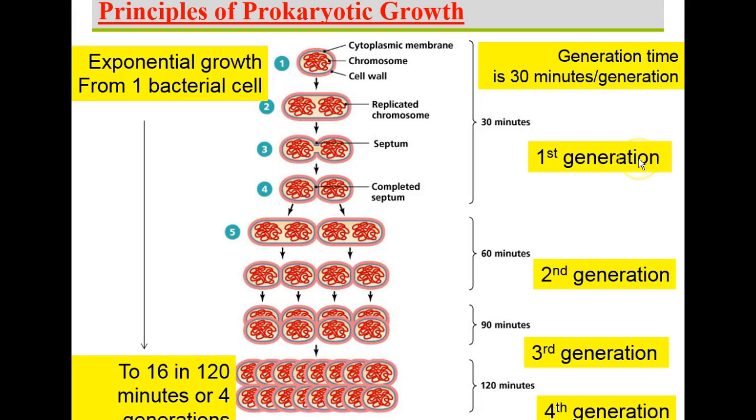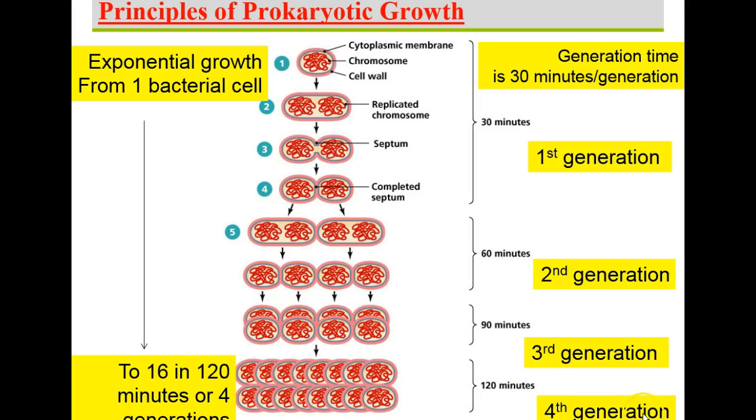The first time the population divides, during the first 30 minutes, the population increases from 1 cell to 2 cells. During the second generation, which takes place during the second 30-minute interval, the population doubles in numbers, increasing from 2 cells to 4 cells. During the third generation time, which occurs at the next 30 minutes, the population will increase from 4 cells to 8 cells.